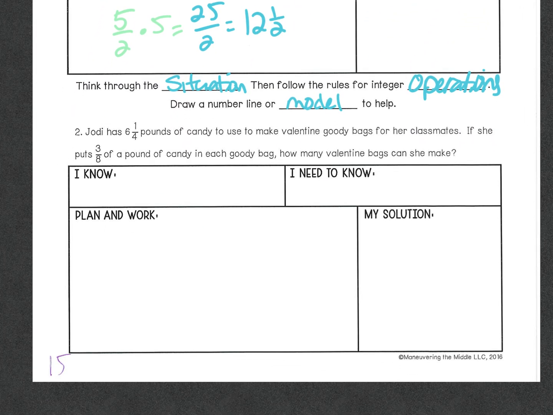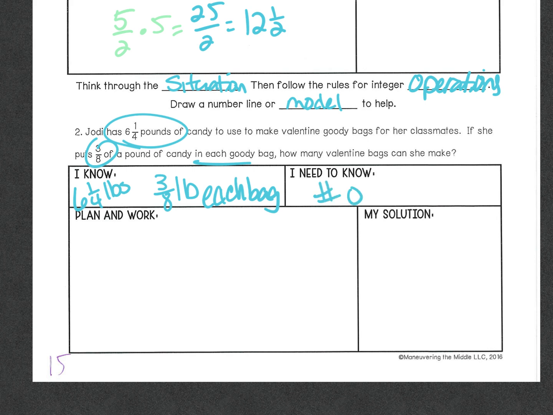Okay, so Jody has 6 1/4 pounds of candy used to make Valentine goodie bags for her classmates. If she puts 3/8 of a pound in each bag, how many Valentines can she make? So we're looking for the number of Valentine bags.